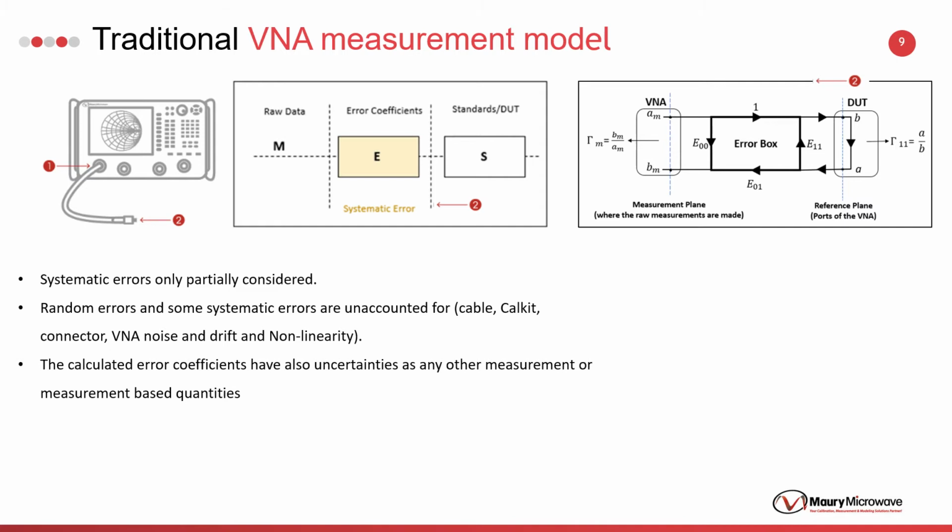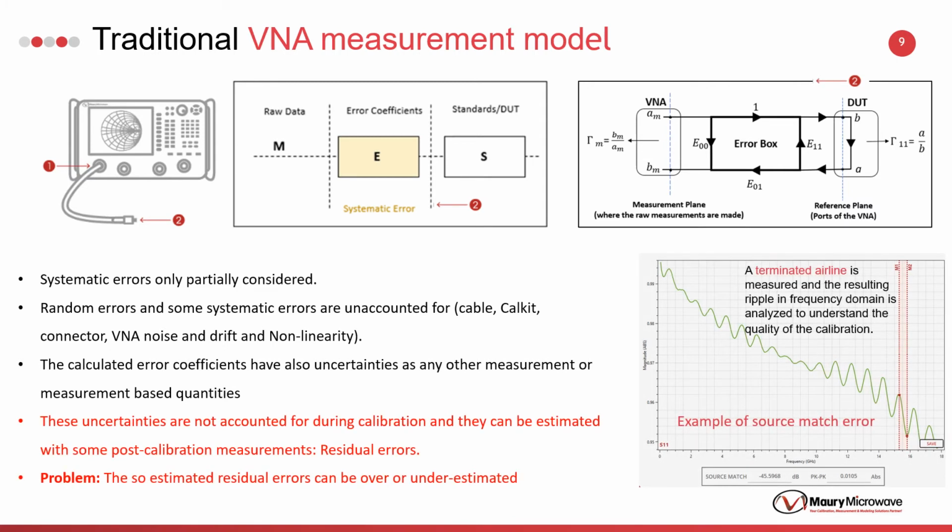However, these uncertainties can be estimated, some of them at least, with some post-calibration measurements, and we call these the residual errors. The problem with these residual error estimates is that very simplistic models are used, and the so estimated residual errors can be sometimes over or sometimes underestimated.